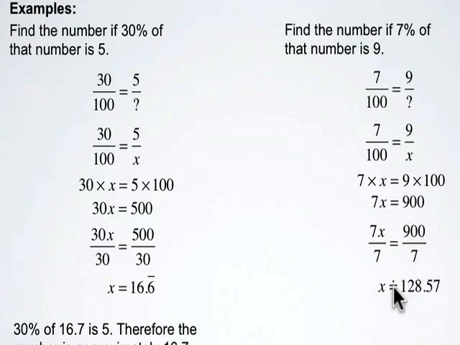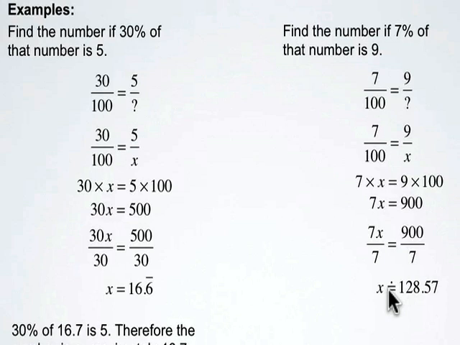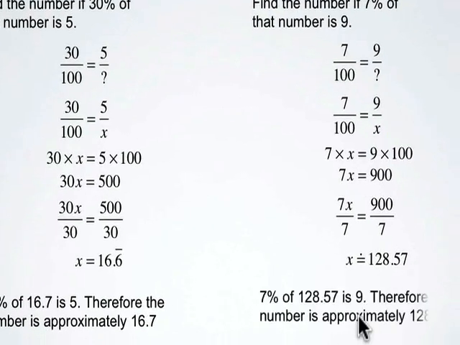And again, another way of saying approximately, because in this case we have rounded right away, I use the equals sign with a dot. If I do 900 divided by 7 and I round it, I get 128 and 57 100ths. So 7% of 128.57 is 9. So the number is approximately 128.57.